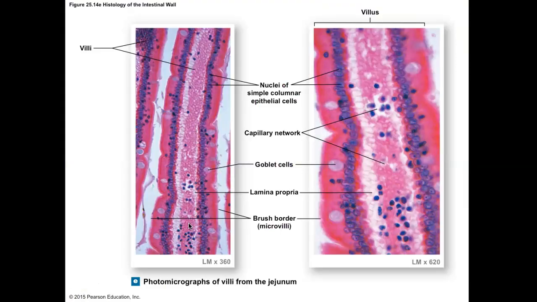This is just a close-up of the villus itself. There are goblet cells interspersed because mucous membrane, the word mucus is there for a reason. We are making mucus all along the way: your esophagus, your stomach, your small intestine, your large intestine. So goblet cells are important to recognize here. And we have the brush border, or the microvilli on the edges.